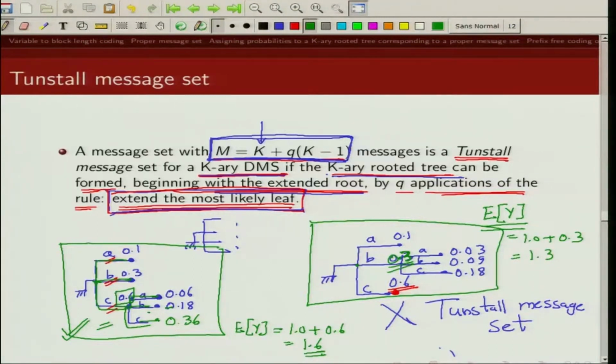So clearly you can see, if I extend the most likely leaf, then that leaf becomes a node, right? And the probability of the node gets added to the expected value of Y. So if every time I am extending the most likely leaf, then that leaf is becoming a node and its probability is getting added to the expected value of Y. So the expected value of Y will be maximum when I extend the most likely leaf, and that is why the Tunstall message set will maximize my expected value of Y.